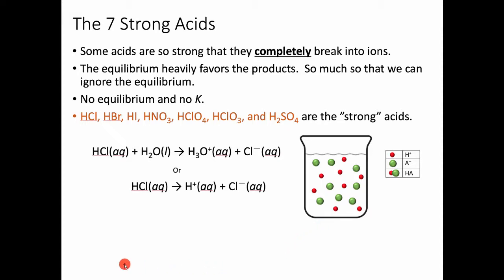What that means is that if we're looking at the equilibrium of the reaction, the equilibrium is going to favor the product so much that we pretty much can ignore the equilibrium altogether, because there aren't going to be any of these left in solution. They're almost all going to be on this side. This is a reaction where the equilibrium favors the product so heavily that we don't really need to worry about an equilibrium whatsoever, and we don't have to have a K value for this. This is why these are special: there's no equilibrium. We're able to treat these as a standard reaction that goes to completion.